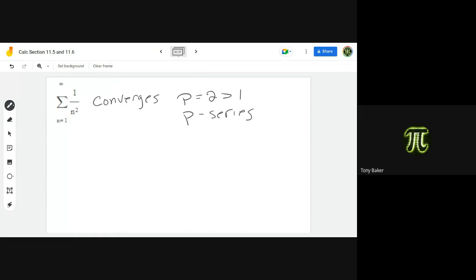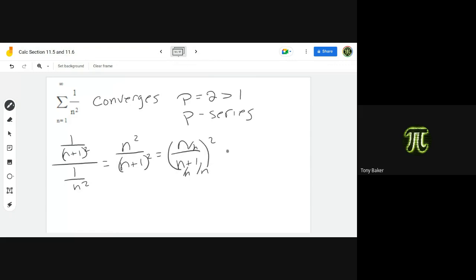So I want to show you the ratio test so you can see something crazy, the thing that makes the ratio test annoying sometimes. So I have 1 over n plus 1 squared over 1 over n squared. So this ends up being n squared over n plus 1 squared. So I've got n over n plus 1 squared. Divide them all by n. So I get 1 over 1 plus 0 squared, which equals 1. So again, based on the ratio test, I don't know.